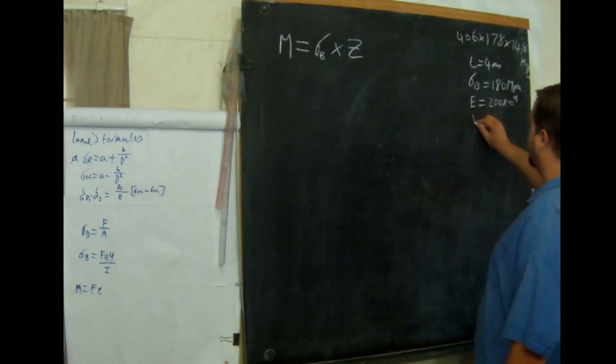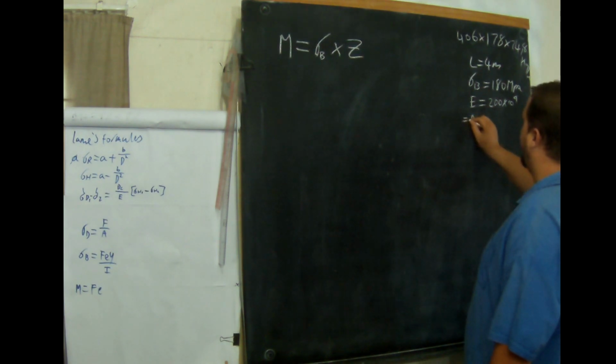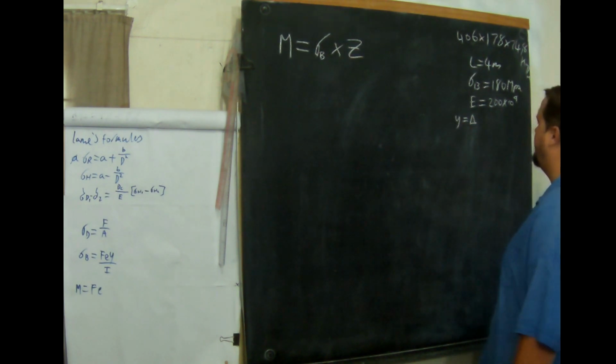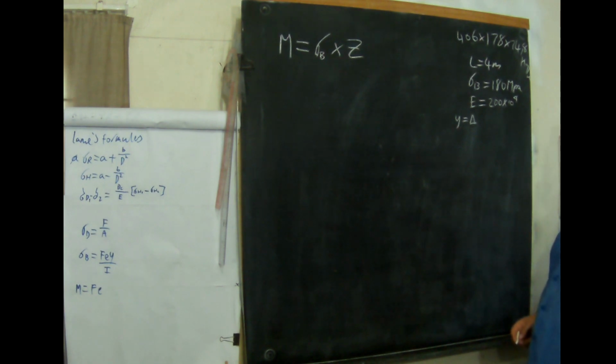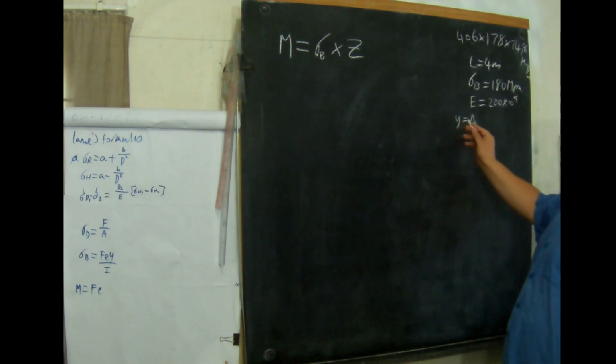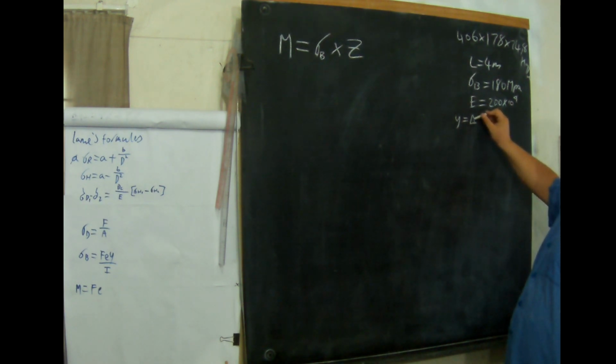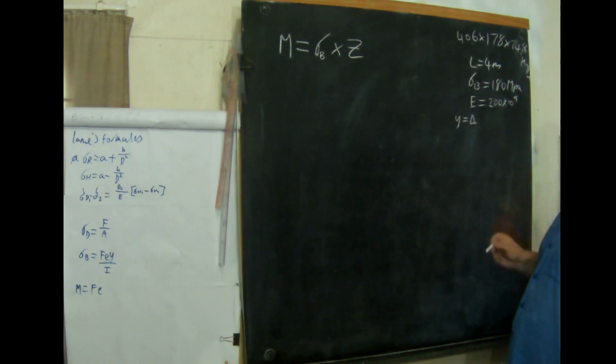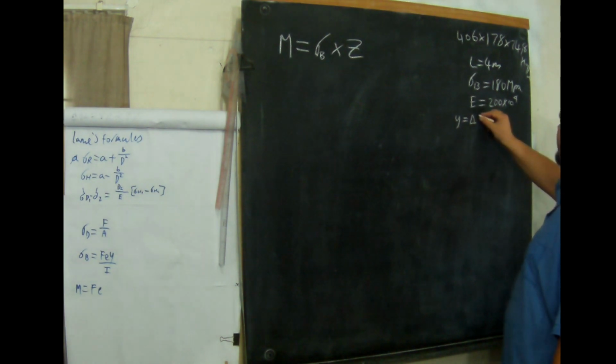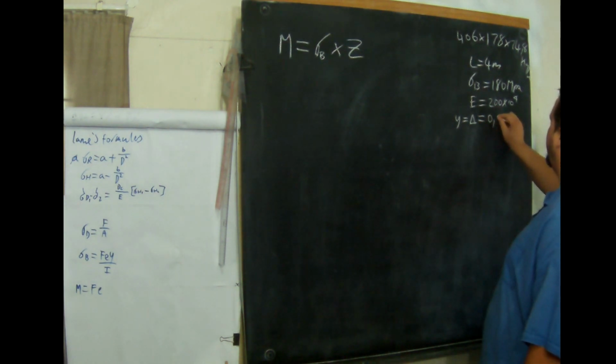And the deflection, now sometimes they will denote it as Y. Sometimes they'll denote your deflection as Y. But the true form of Y is delta, capital delta, which equals 0,011 meters.